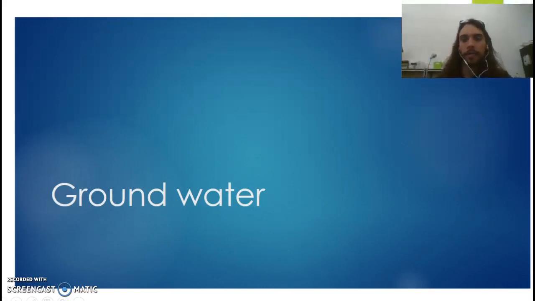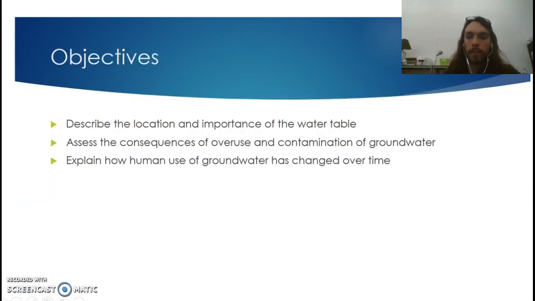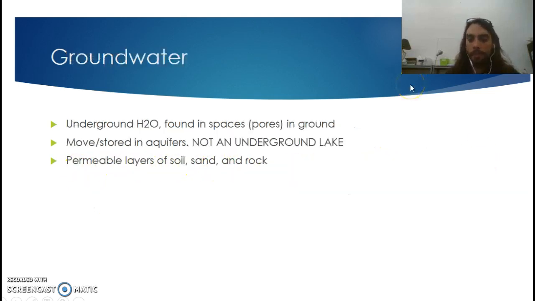This is the last subunit. So this will be the last thing that you're going to learn about in Earth Science A, and I hope you learned a lot. All right, so the objectives for groundwater are going to be to describe the location and importance of the water table, to assess the consequences of overuse and contamination of groundwater, and to explain how human use of groundwater has changed over time.